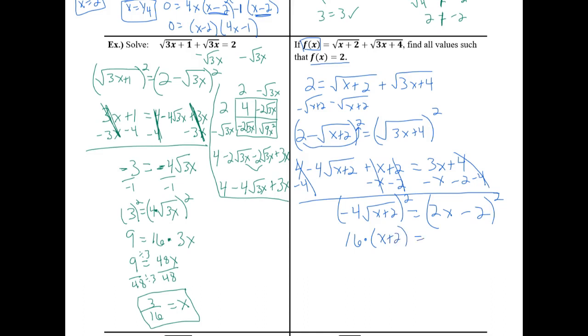On the right-hand side, I'll have 2x times 2x is 4x squared. Negative 2 times 2x is negative 4, double it, get negative 8x. And negative 2 times negative 2 is a positive 4. Going to go ahead and distribute. 16 times x is 16x. 16 times 2 is a positive 32.